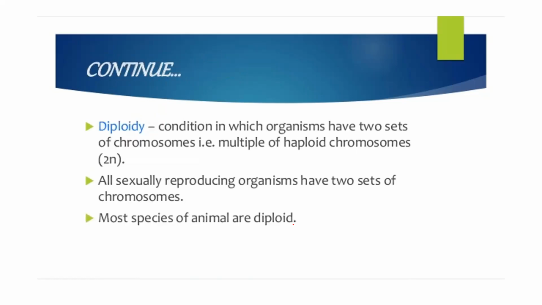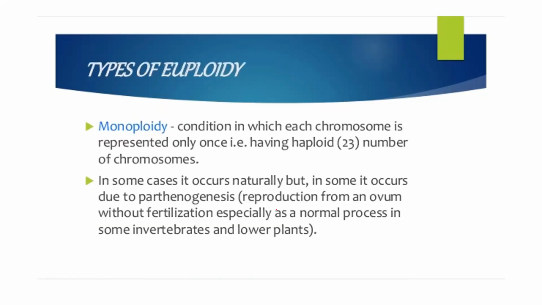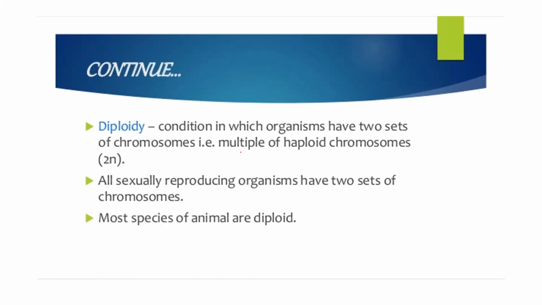Now diploidy. If you represent the progeny by n, that is monoploidy. If you represent the progeny with 2n, that is diploidy. The condition in which an organism has two sets of chromosomes, or multiples of the haploid chromosome, is diploidy. All sexually reproducing organisms have two sets of chromosomes. So most species of animals are diploid.